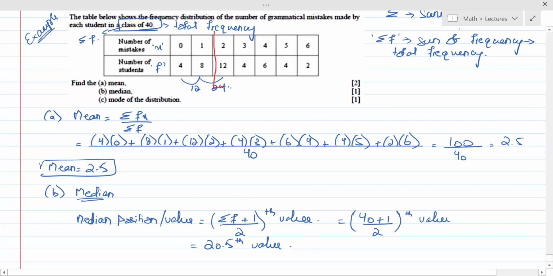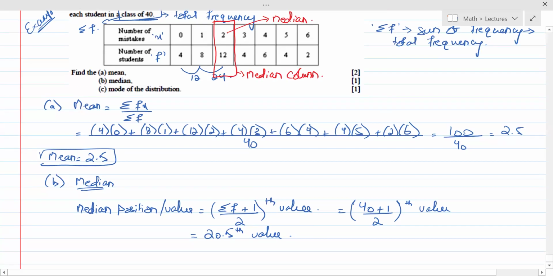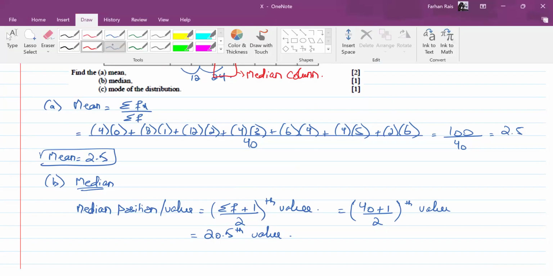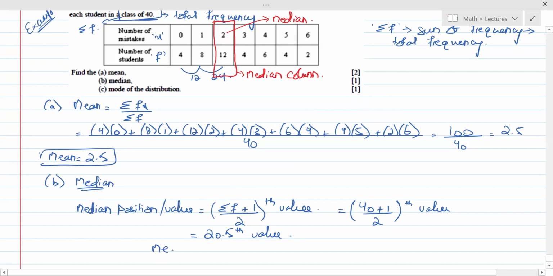This third column for us is the median column. And in this median column, the value of x would be the median. So median here would be 2. So median in this case is 2.